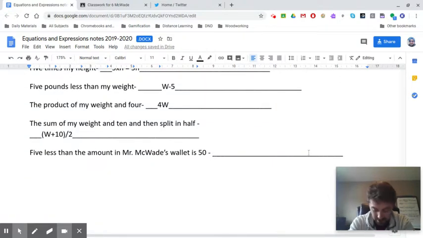McWade's wallet is 50. So 5 less than the amount in Mr. McWade's wallet. We don't know what's in my wallet, so we would go W, 5 less, is equal to 50. And that's it. We're not looking at solving these equations yet. We'll learn those in a bit. We're just looking at the terminology of them for this week, how to turn them from words into expressions and equations.